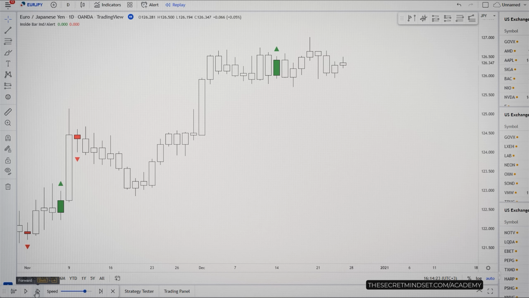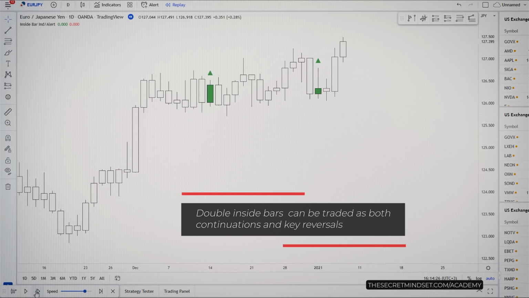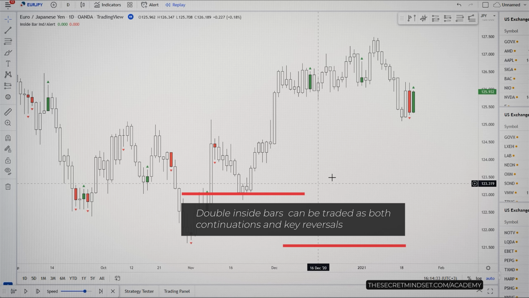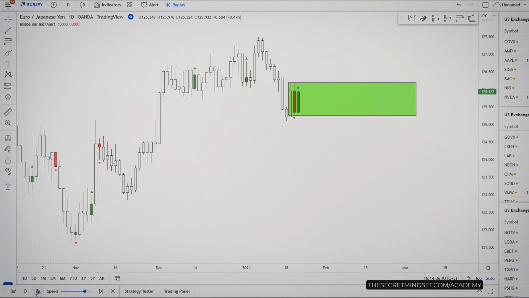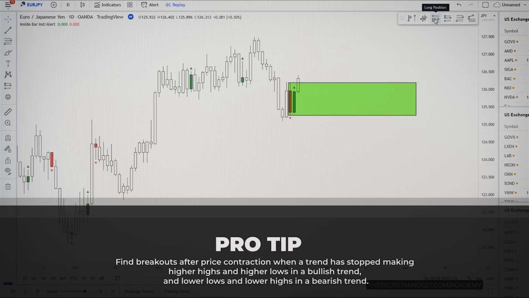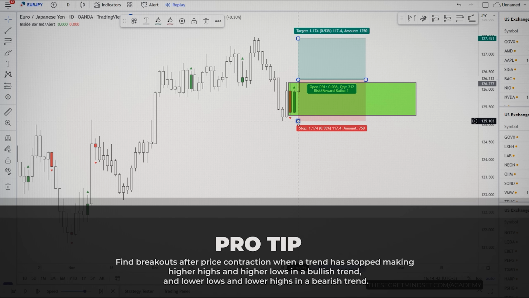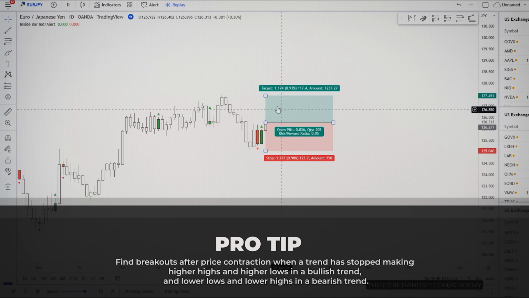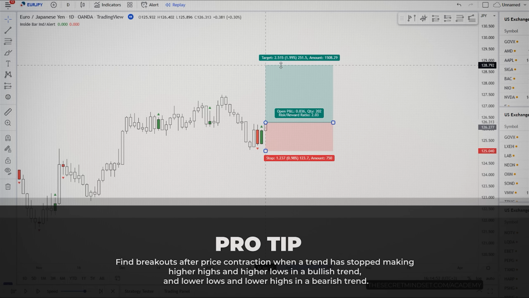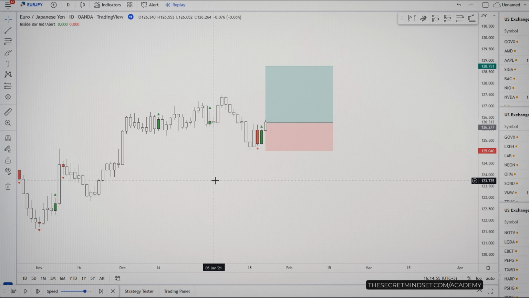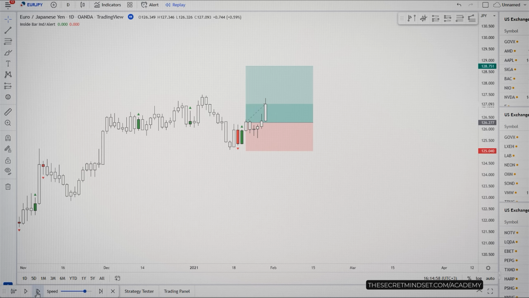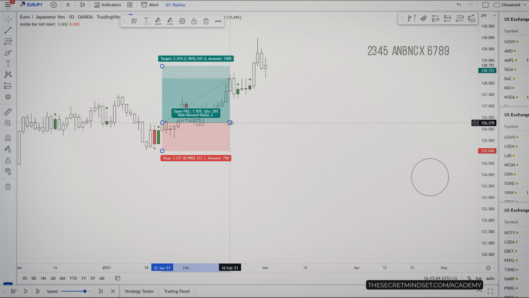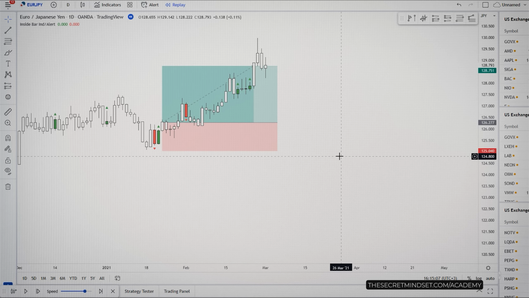The beauty of double inside bars is that they can be traded as both continuations and key reversals, and it's all price action based. By scanning the market for trends that are in place, you can start to identify periods of price contraction, where a trend has stopped making higher highs and higher lows in a bullish trend, and lower lows and lower highs in a bearish trend. When price breaks from these contracted areas, it reveals that either the buyers or sellers have regained control of the trend and can help you time your entry and ride the momentum.